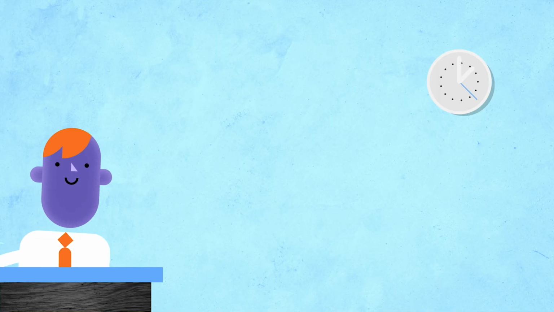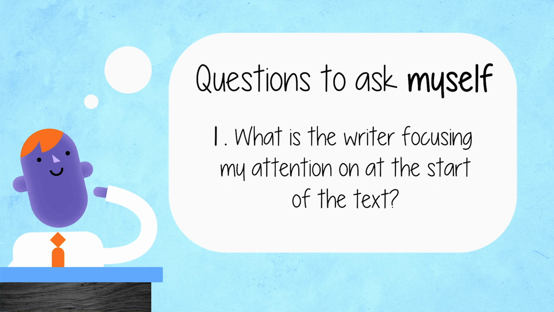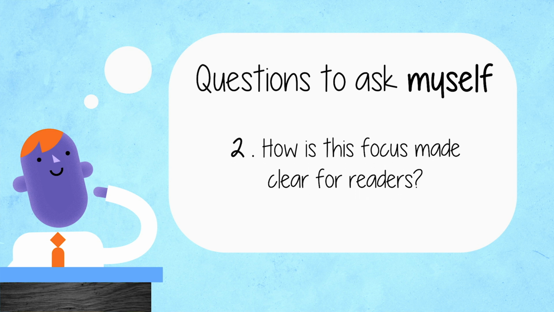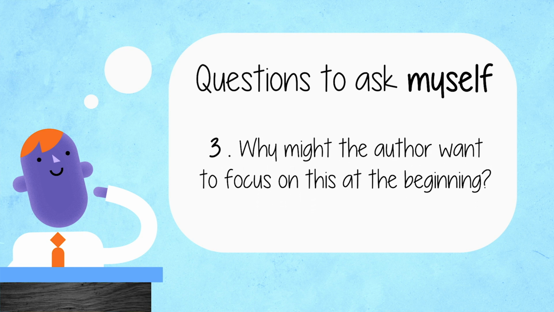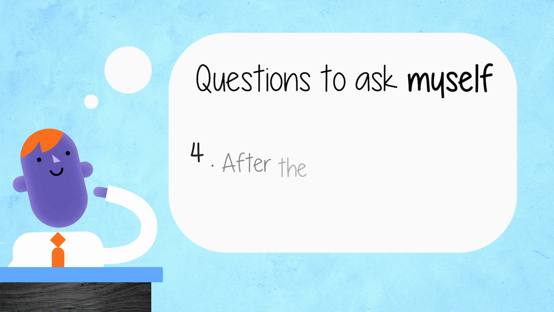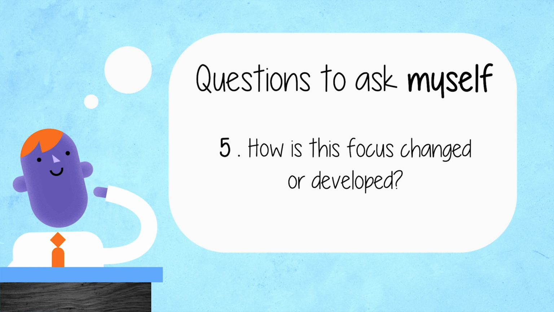Here's a few solid questions to consider as you read through the text. Number 1. What is the writer focusing my attention on at the start? Number 2. How is this focus made clear for the readers? Number 3. Why might the author want to focus on this at the beginning? Number 4. After the beginning, what about the focus changes or develops? Number 5. How is this focus changed or developed?